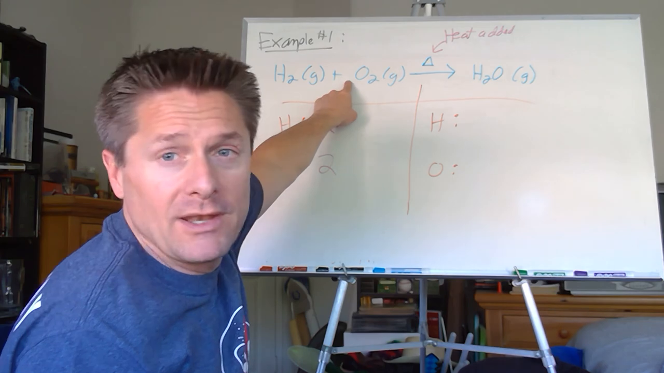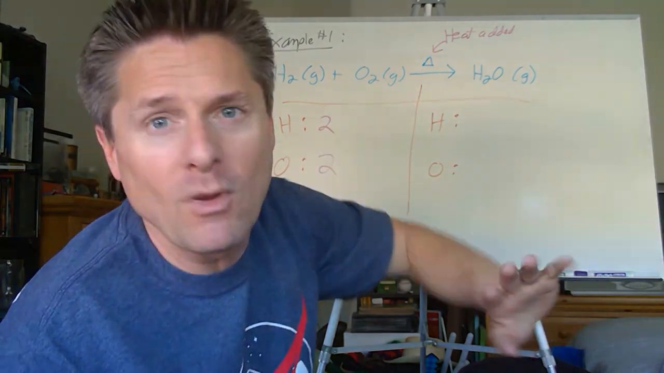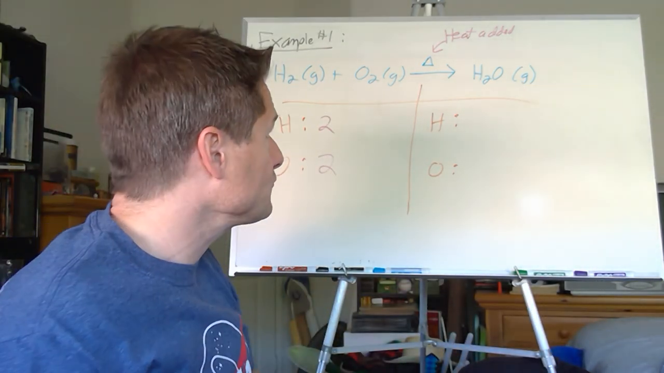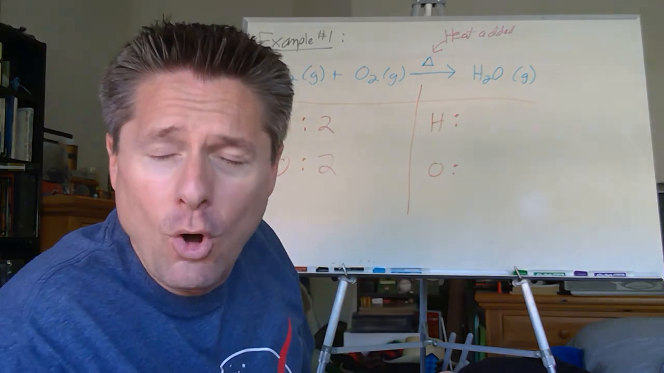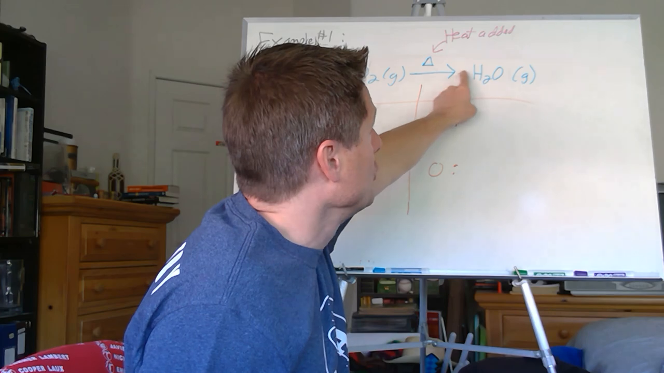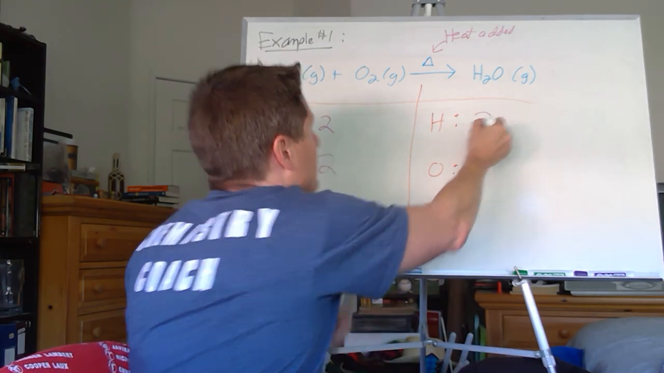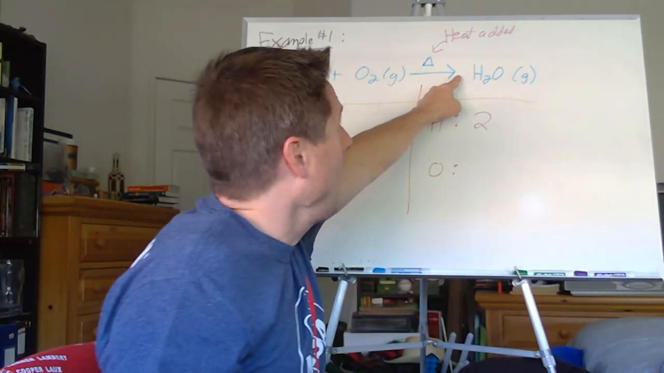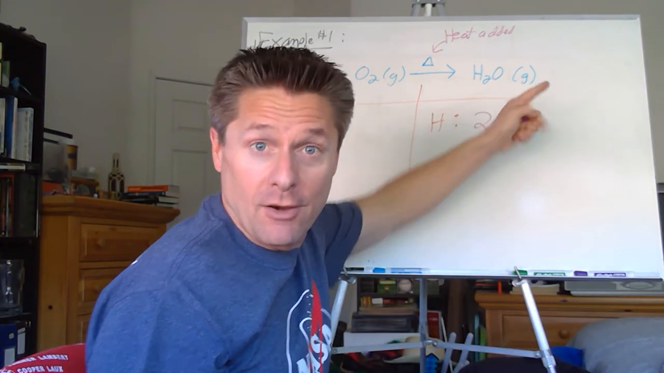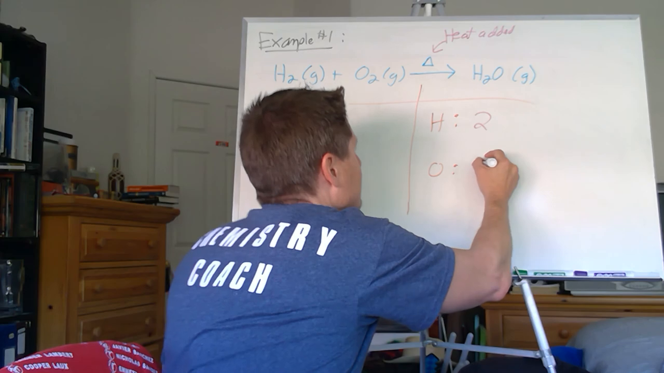So coefficient of 1, again, if there's nothing there, it's assumed to be a 1. So you don't write a 1 there. It's an assumption. Over here, we've got nothing in front of the water, so we're assuming that's a coefficient of 1. 1 times 2 would be 2 hydrogens. Hey, hydrogen's already balanced. Sweet! 1 times, and if there's no subscript there, that's a 1, correct? So 1 times 1 is 1.